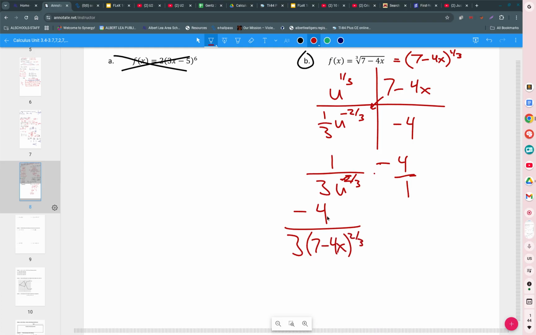Is it bad if we wrote that as the cubed root of that squared? Yeah. That's absolutely fine too. But I will always raise a rational exponent.